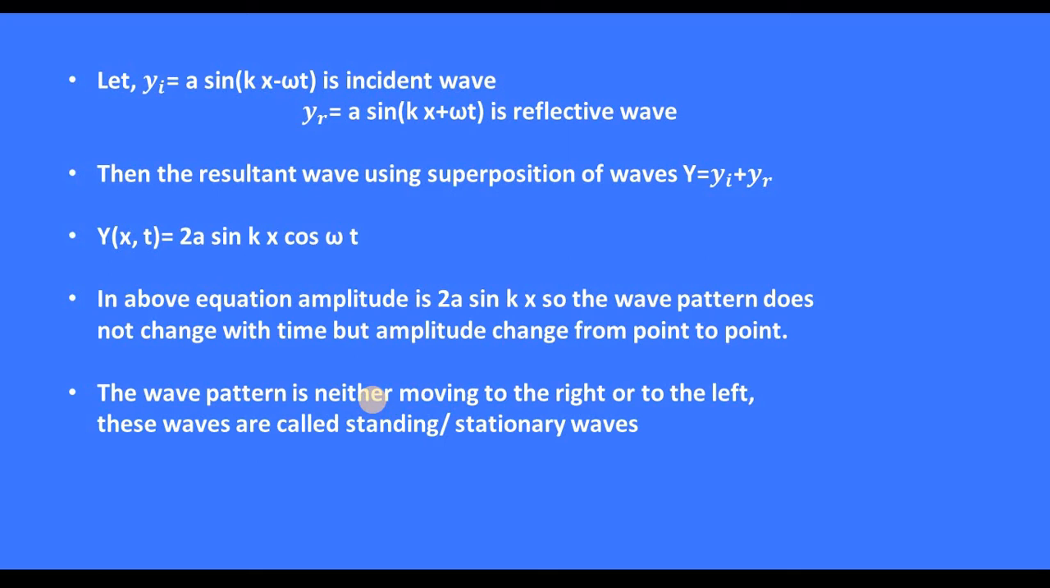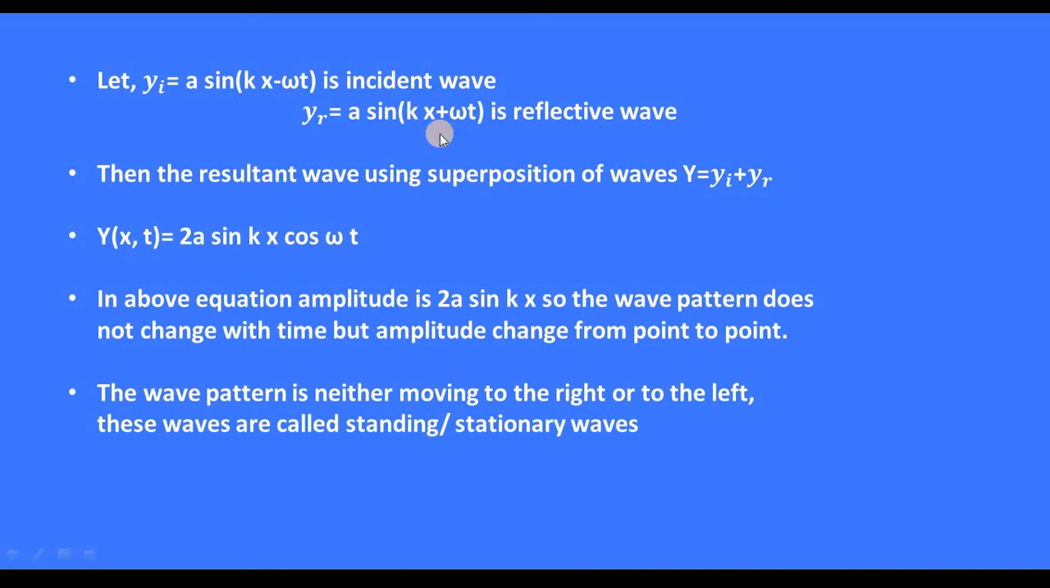Next, we take the resultant wave using the superposition of waves. Superposition is nothing but the sum of the waves: we add the magnitudes of these two waves, and what we get is the resultant wave. Then y equals yi plus yr, that is, a sin of kx minus omega t plus a sin of kx plus omega t. A is common in both terms, so we get a times sin of kx minus omega t plus sin of kx plus omega t. If we apply the formula sin of a plus b plus sin of a minus b, we get 2 sin a cos b.